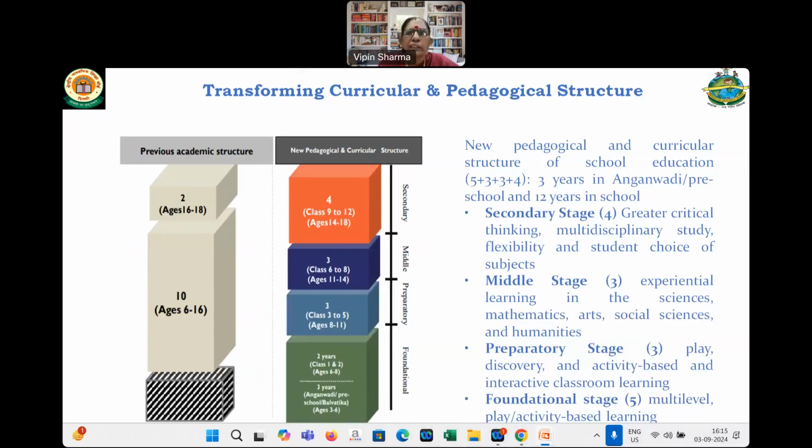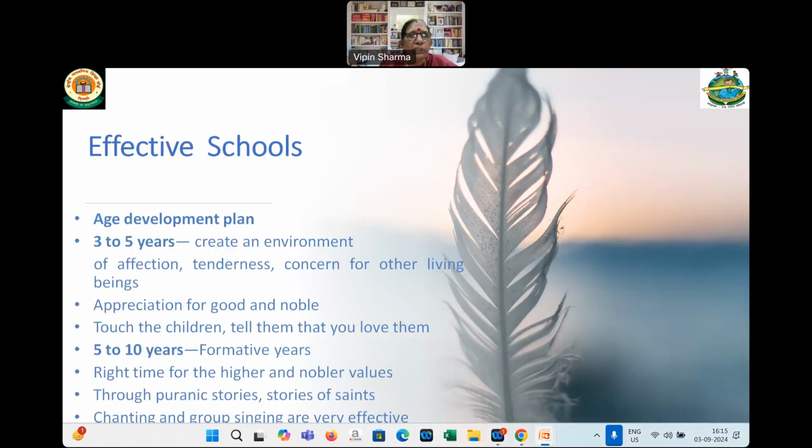Now, see, you must be aware of these four stages: foundational, nursery to five, preparatory, that is 3, 4, 5, three years, and 6, 7, 8, and then plus two. But believe me, every stage has a different need. You can think of this as an age development plan. Thanks, Kumari. For 3 to 5 years, create an environment of affection, tenderness, and concern for other living beings.